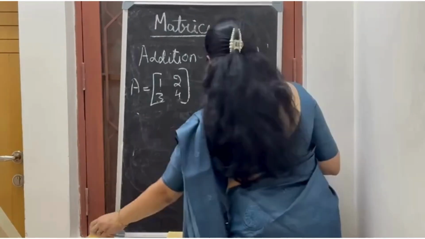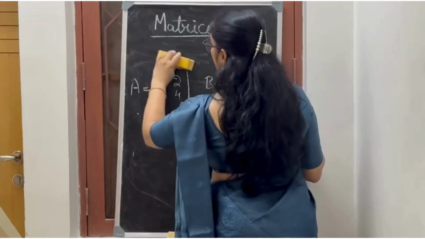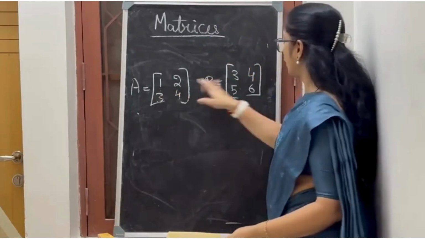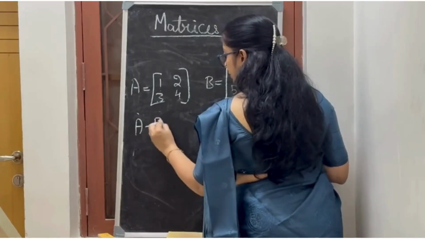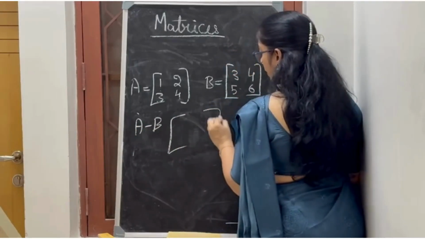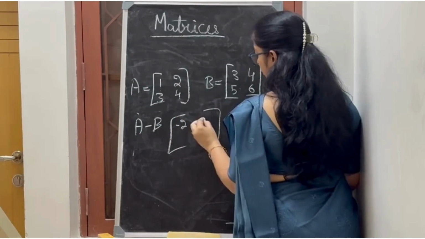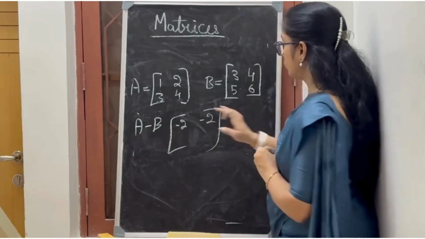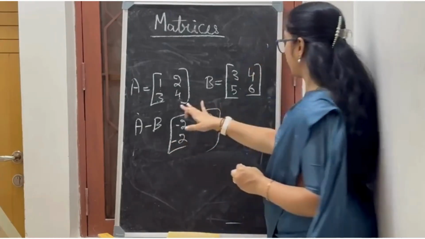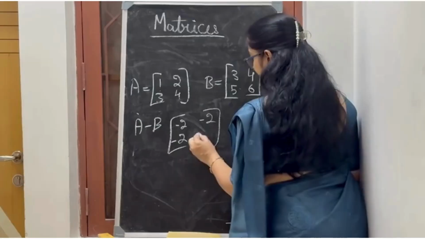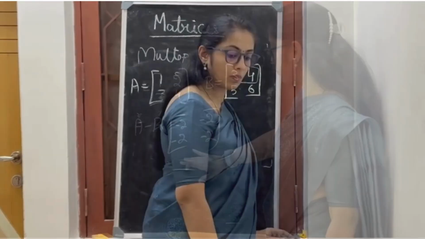Same rule applies in subtraction. Okay? What you have to do in subtraction? Again, A minus B: 1 minus 3 is minus 2. 2 minus 4 is minus 2. 3 minus 5 is minus 2. 4 minus 6 is minus 2. How's this? Okay? A minus B.